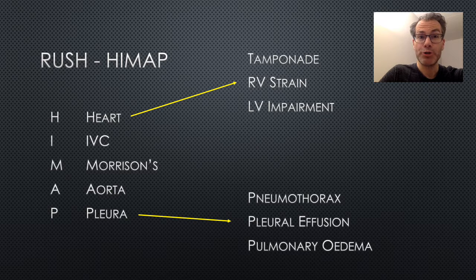So next, I'll just show you some examples of the pathologies that we look for in the HIMAP exam. And just to remind you what we're looking for, in the heart, 3 things we look for: tamponade, RV strain, and LV impairment. IVC, whether it's full or collapsing. Morrison's for free fluid. Aorta for both aneurysm and dissection. And then the pleura for tension pneumothorax, pleural effusion, and pulmonary edema.